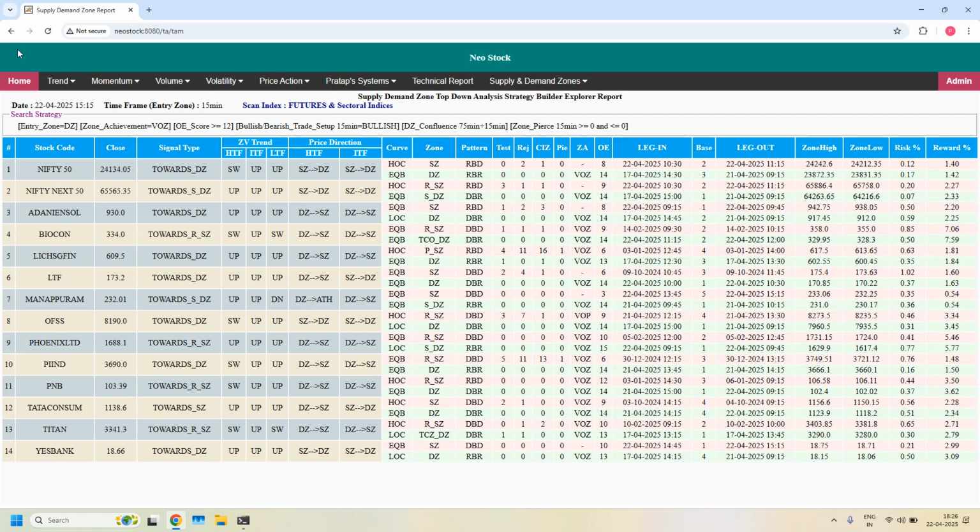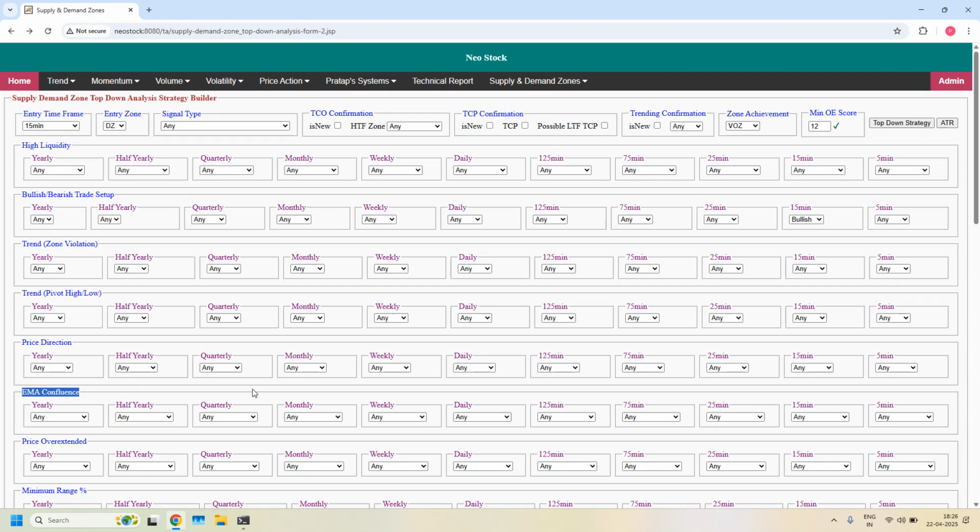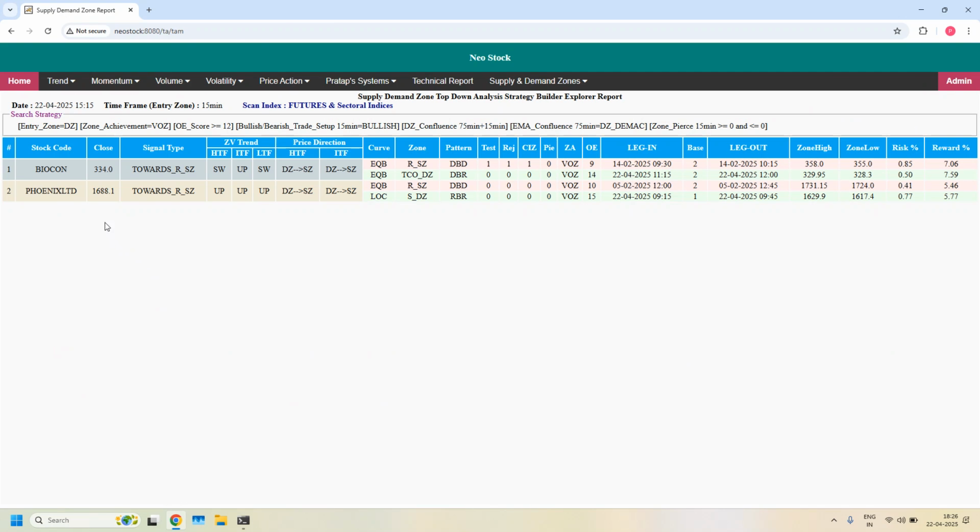That we will filter. So in the EMA confluence at the 75 minutes time frame, I am checking whether the 75 minutes demand zone has daily EMA confluence or not. At the same time, the trend on the 75 is anyway an uptrend, so no need to select any filter. So let's filter the stocks. We got 2 stocks. So these two 75 minutes demand zones have a higher probability of success.